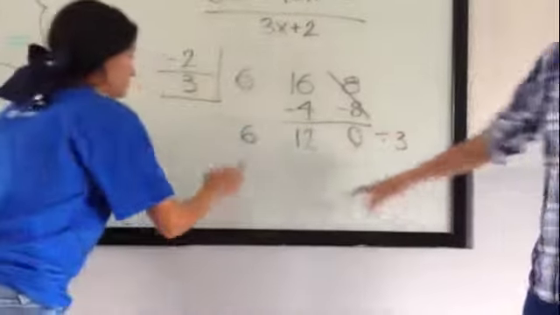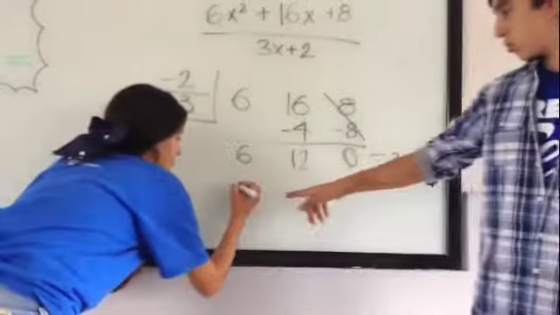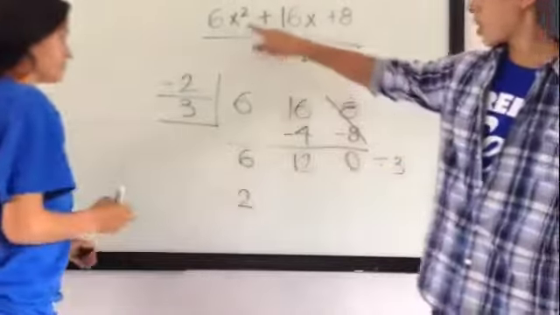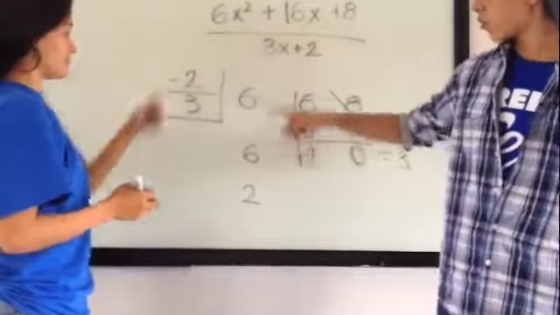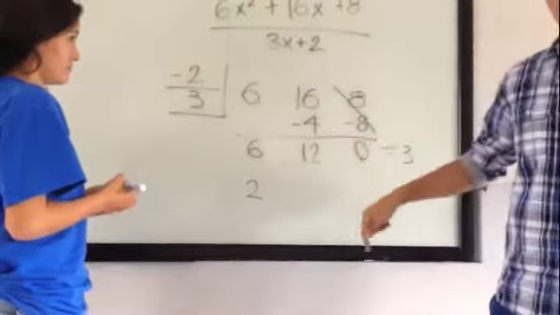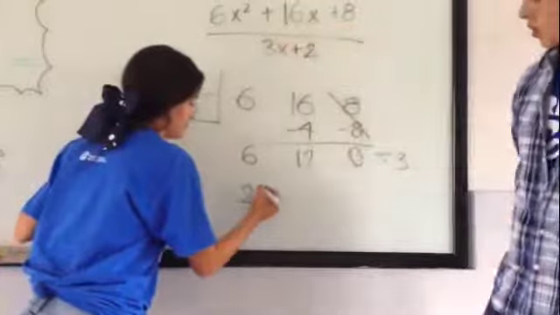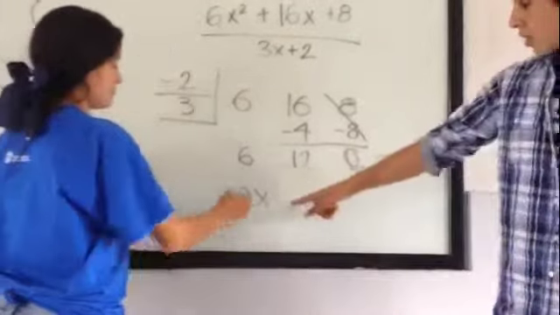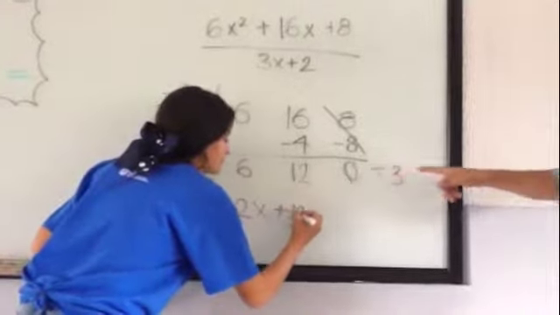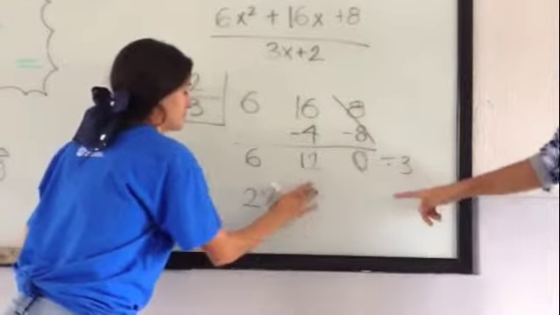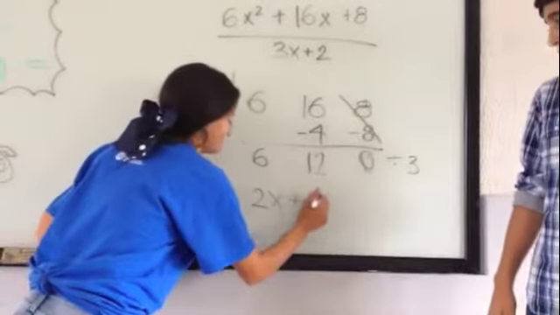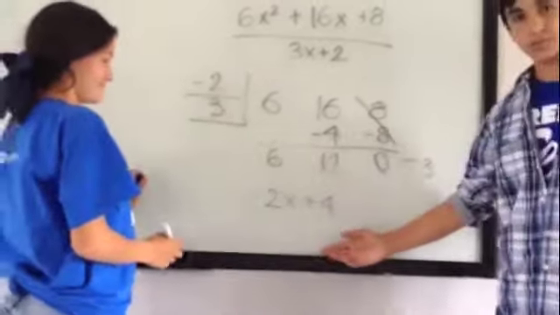So it will be 6 divided by 3, 2. But you have to put the exponent, 1 degree less than the original. So that will be 2x plus 12 divided by 3, that will be 4. And this is your final result.